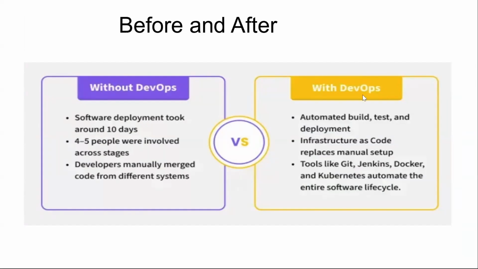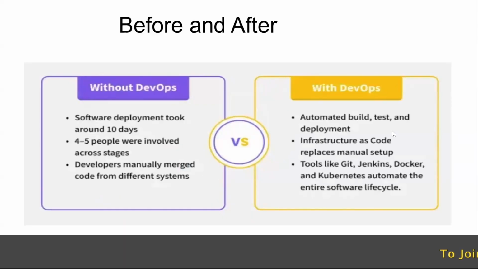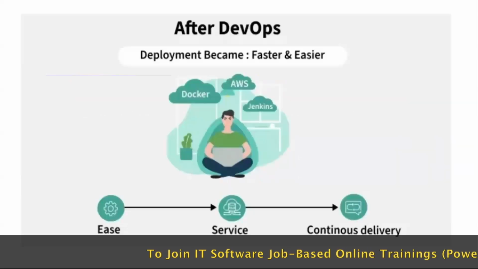But when DevOps came into the picture, what happens? They are working as a team. They are building, automating, testing, and deploying. They're using infrastructure as code. They're using tools like Git, Jenkins, and Docker for automating the life cycle.